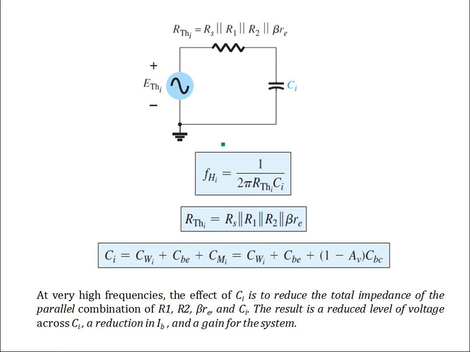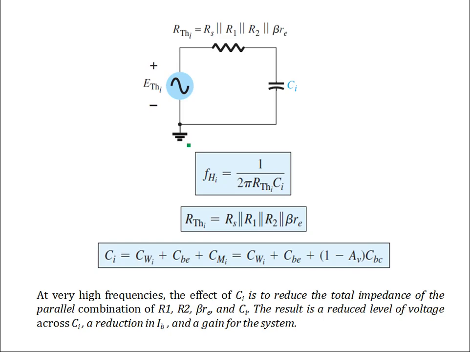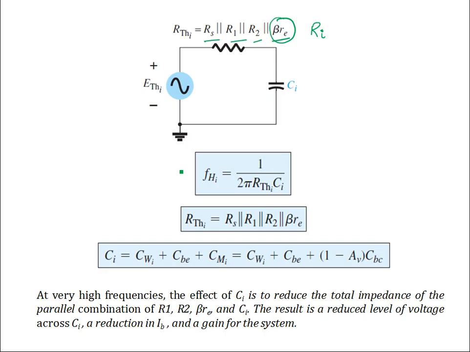So here we have the Thevenin equivalent circuit for the input side. Okay, so at the input side, if you observe, what is the RThi? What is the equivalent Thevenin resistance? You have RS parallel to R1 parallel to R2 parallel to beta RE. What is beta RE? It is the input resistance Ri, as far as this is coming in the blue region. So this Ri is representing the input resistance of the transistor. Okay, so we have that expression in terms of beta RE.